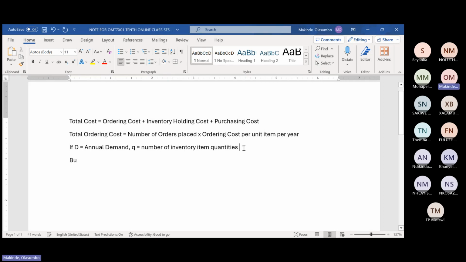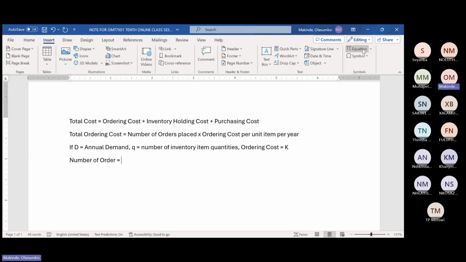And don't forget the ordering cost. We said the ordering cost is K according to the assumption. So you can take note of that, which is the ordering cost per order, capital K. So based on this now, think about it. If I want to work out the number of orders mathematically, the number of orders to be placed is a function of the number of orders. It will give you, let me put in an equation.